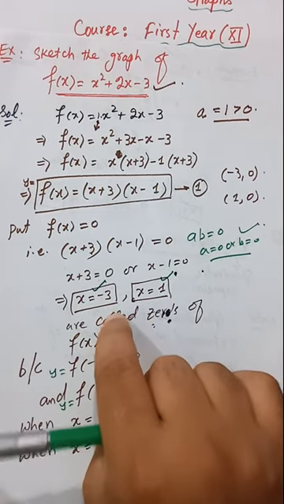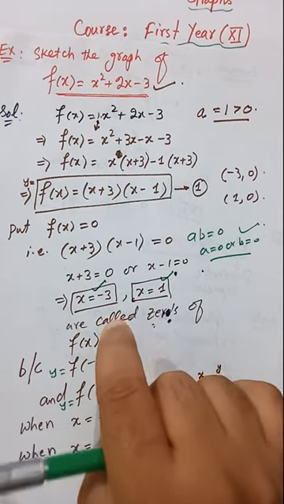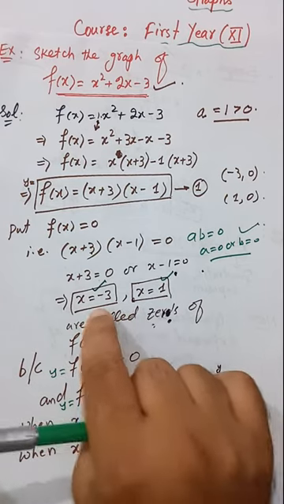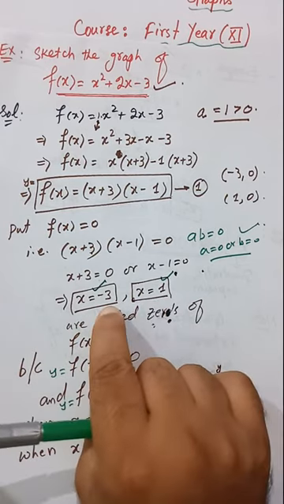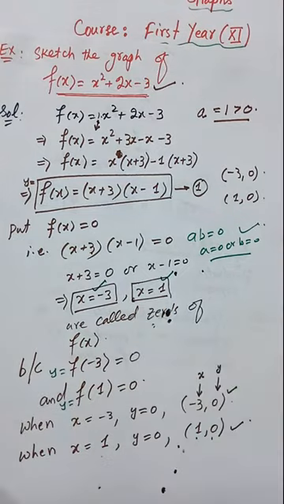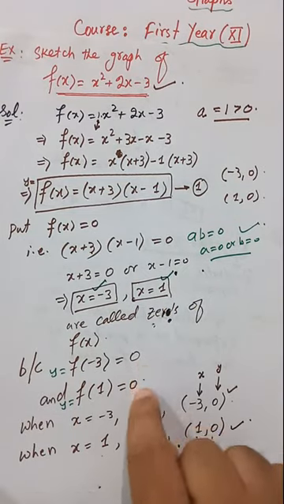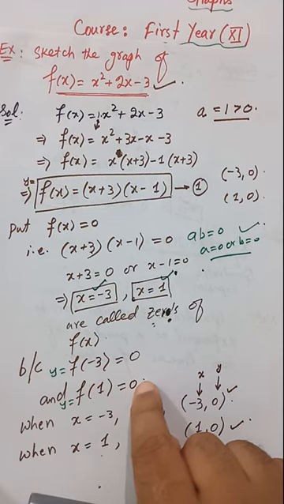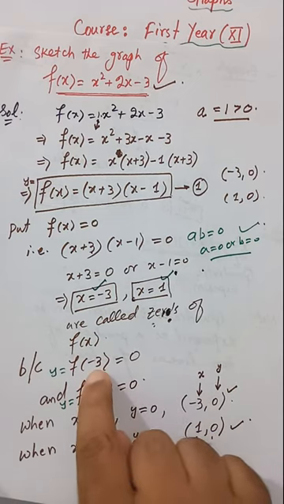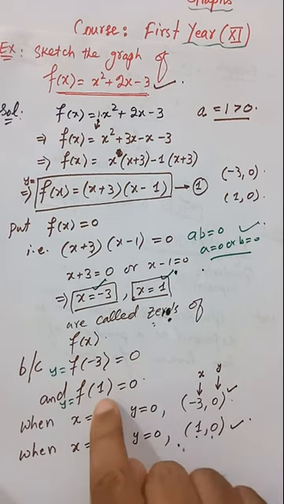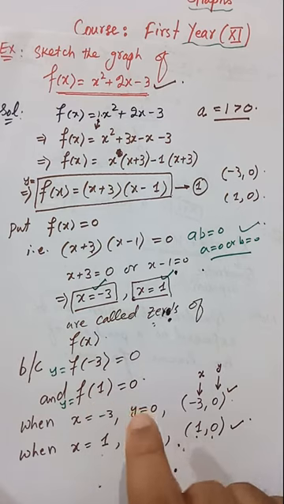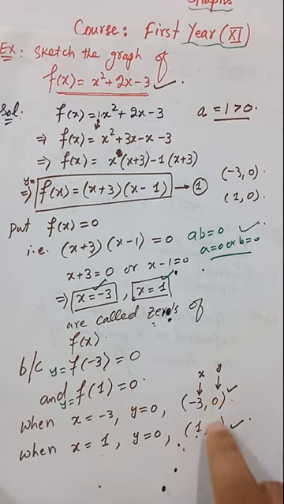So these values of x are called zeros of the function, because when I plug x equal to -3 and x equal to 1 in the given function, I get 0 in both cases. So you see that when x is equal to -3, the value of y is equal to 0. When x is equal to 1, the value of y is 0. So these are actually your x-intercepts.